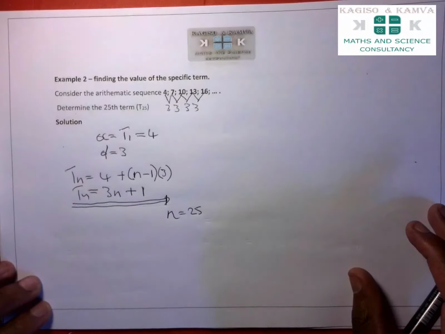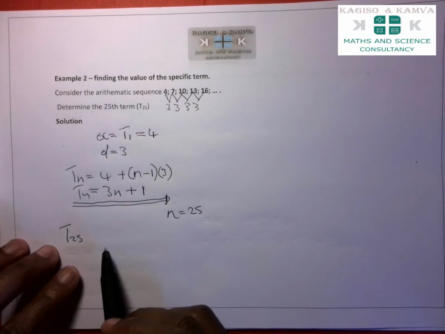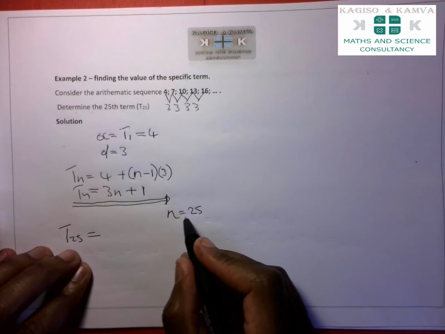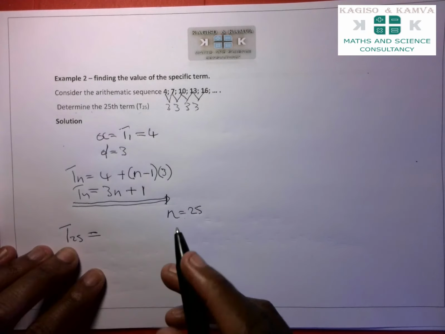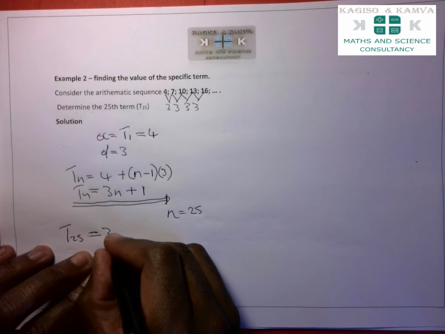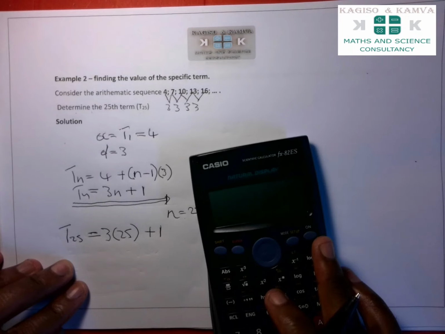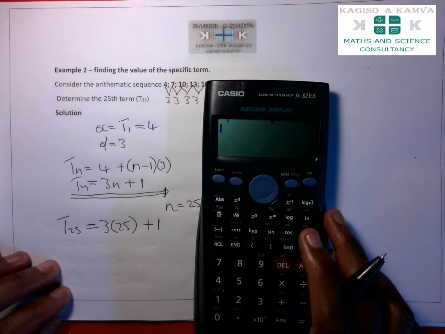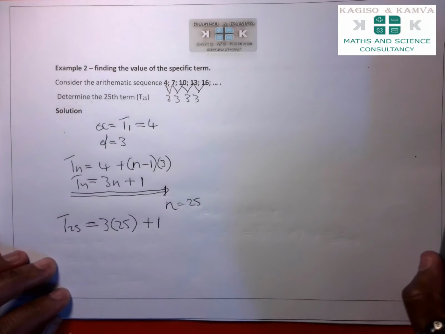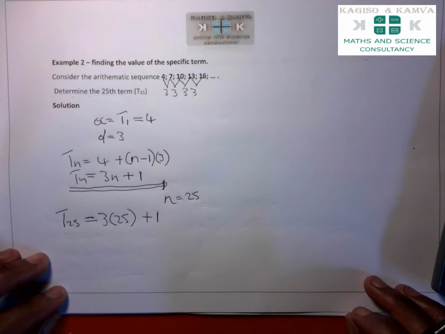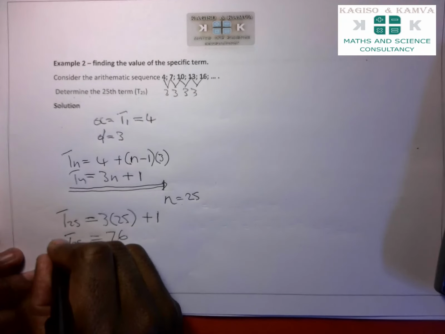Okay, so recording here, T25. Here, looking up n as 25, so that we know the value of term number 25. So this is going to be 3 into 25 plus 1. Okay, and then we punch this on our calculator: 3 times 25 plus 1. The answer is 76. So therefore term number 25 is 76.